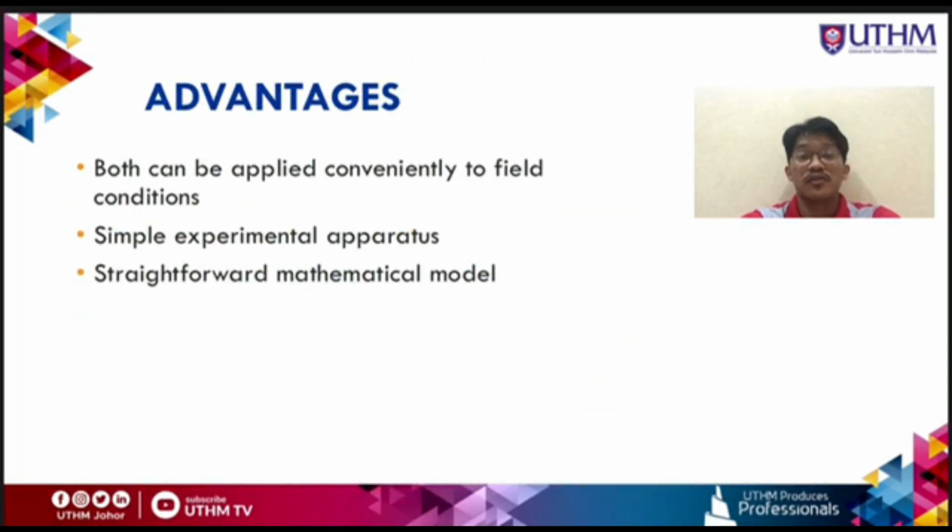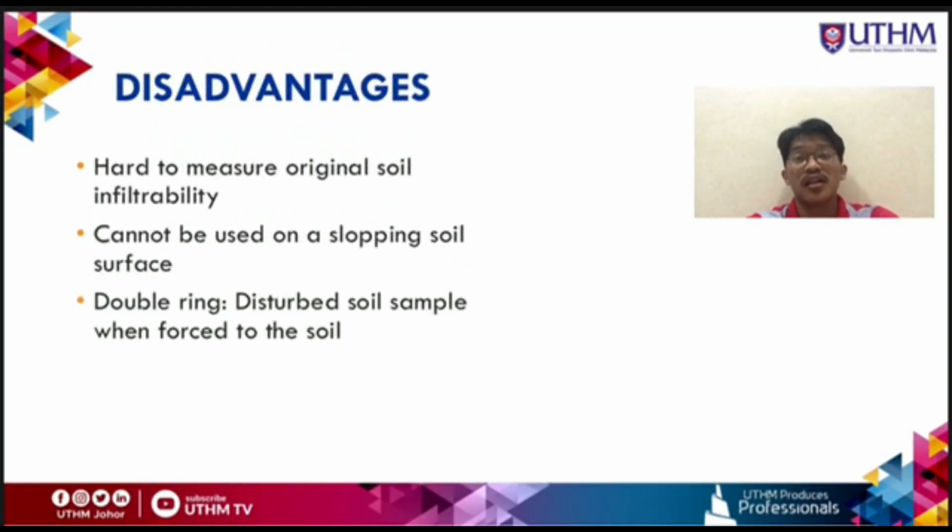The advantage of this method is that both can be conveniently applied to field conditions because of the simple experimental apparatus and also the straightforward mathematical model. But the problem with this method is that it controls the inflow rate instead of the initial soil infiltrability, so it is hard to measure the original soil infiltrability. The second problem is that this method cannot be used on a sloping soil surface. For the double ring only, the soil structure will be disturbed when both rings are forced into the soil.